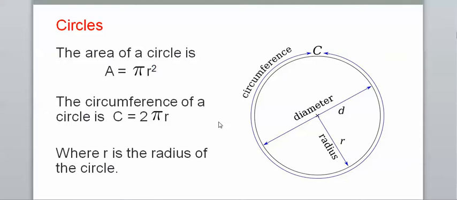So a circle is going to have a diameter and a radius, and it will have a circumference. We define the area of the circle. It's going to be pi times the radius squared. The circumference of a circle is 2 times pi times the radius.